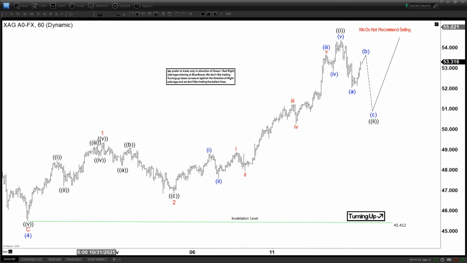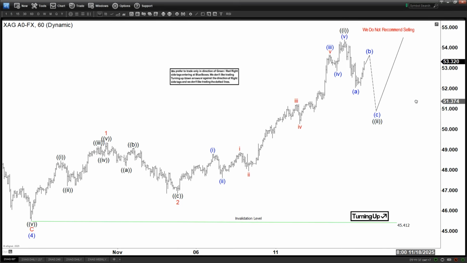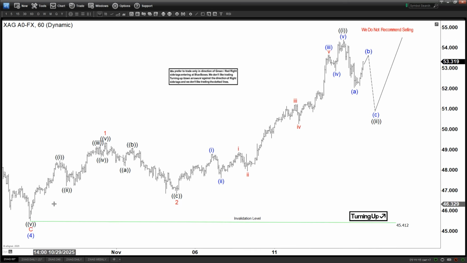Today is November the 14th, and the chart of the day for today is silver right here, 60 minutes time frame. So we can see right now that the metal is recovering after the sell-off in the past 2 or 3 weeks, right? So it bottomed here at $45.40. We label it as a wave 4, and then from there it rallies in wave 5. Within wave 5, this is in the form of 1 2 1 2, which is a nest.